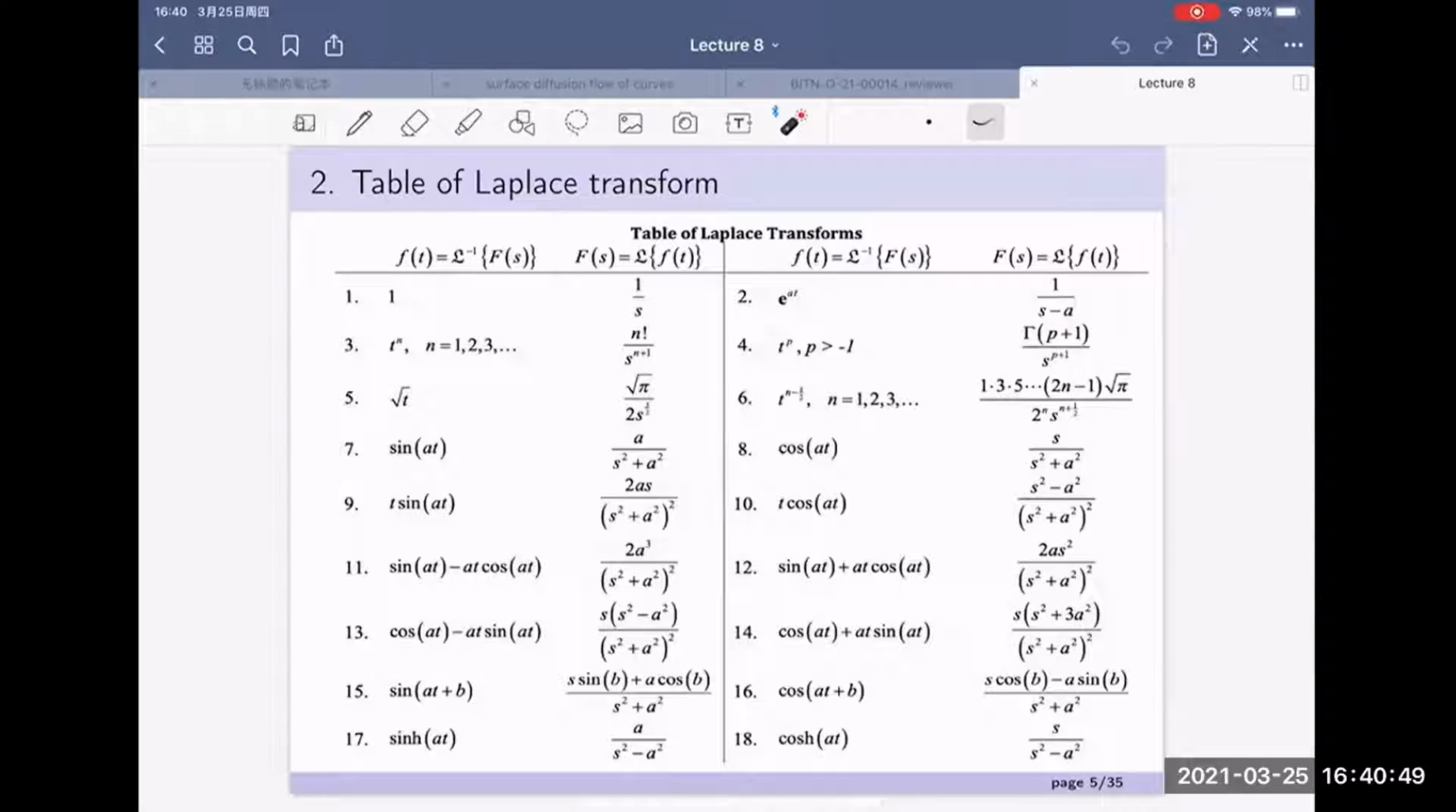Okay. So this table is calculated by people based on the basic definition. People calculated the Laplace transform by definition and then summarized their results into this table. You can directly use this table.